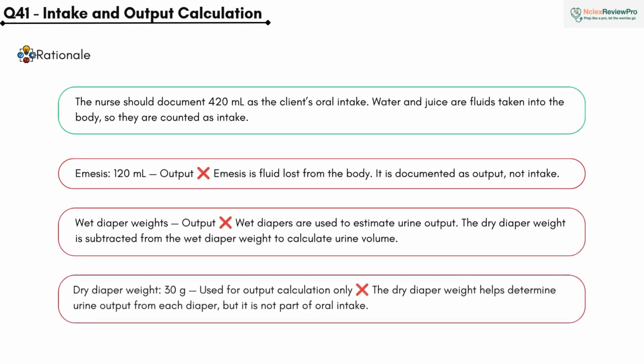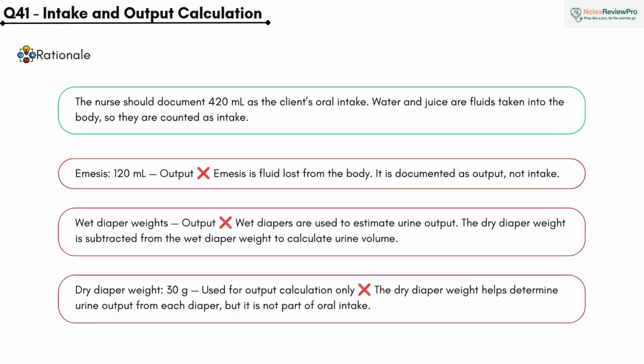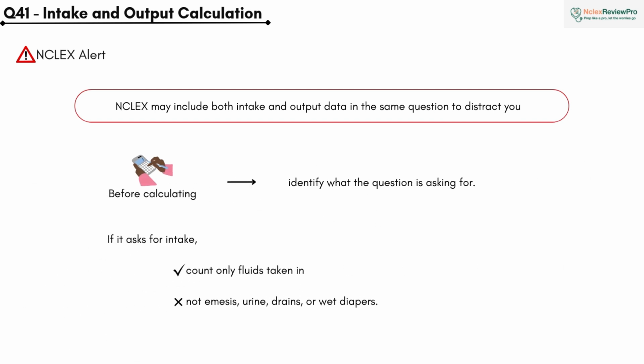Now let's look at why the other information is not included. The emesis is not intake. Emesis is fluid lost from the body, so it is documented as output. The wet diaper weights are also not intake. Wet diapers are used to estimate urine output. The dry diaper weight is used only when calculating output from the wet diaper weights. It is not part of oral intake. The key trap in this question is that both intake and output data are given, but the question only asks for oral intake. Now, here is the NCLEX alert.